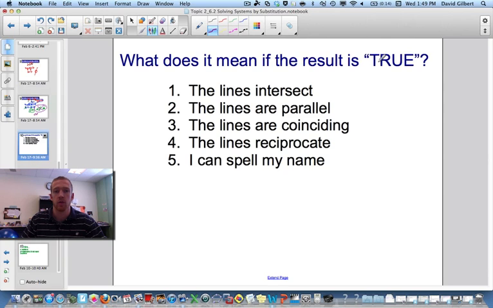If the results are true, it means the lines intersect, they're not parallel. The lines could be coinciding because that would be infinite answers.